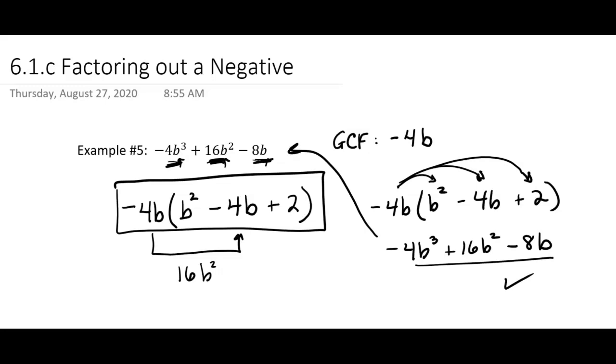Yay, that's good news. Now I want to point something out. Notice that in the original problem it went negative, positive, negative, or minus, plus, minus. And now it goes plus, in the parentheses, it's plus, minus, plus. See, all the signs changed because you factored out the negative. So that's what I wanted to point out. Okay, so it doesn't always come up, but sometimes it comes up.